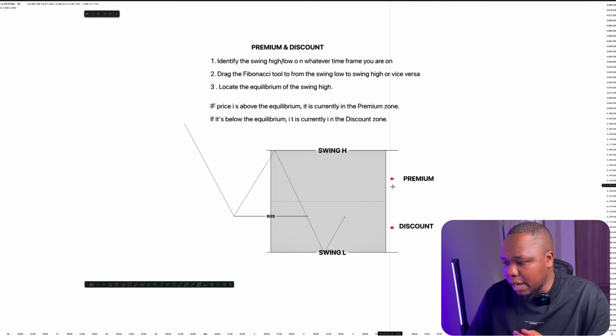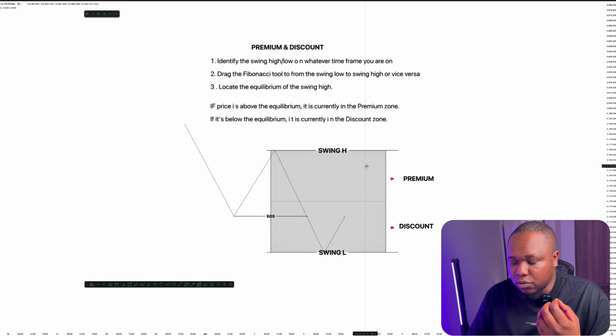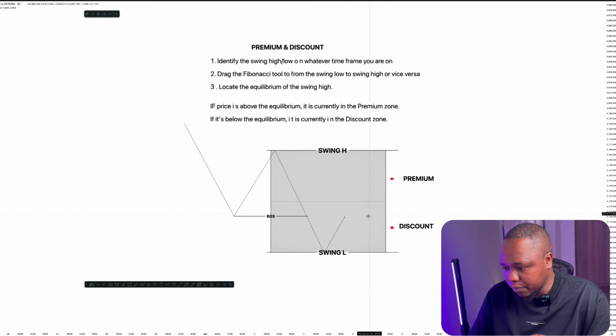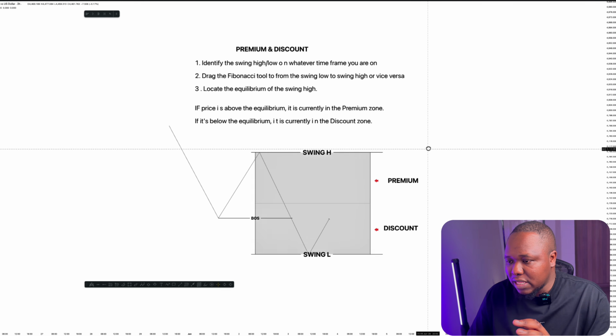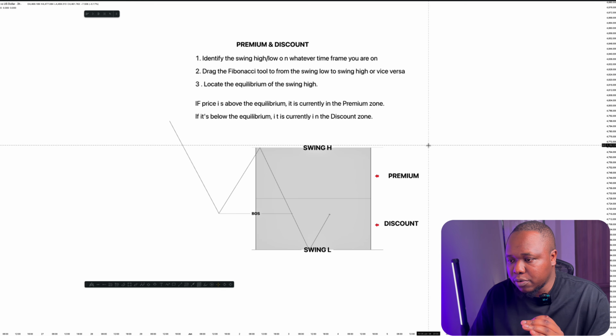When price is above the 0.5, which is this midline, we are looking for premium price or areas of interest to sell from. When price is in our discount, we are looking to buy because it is cheaper. So this is our framework that we're going to be working with.